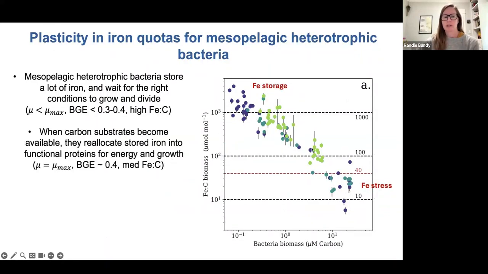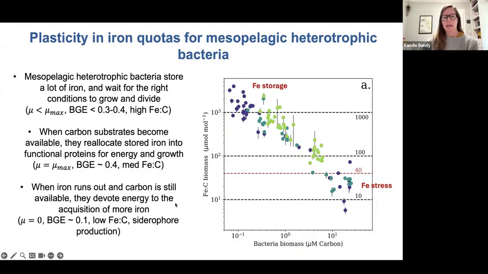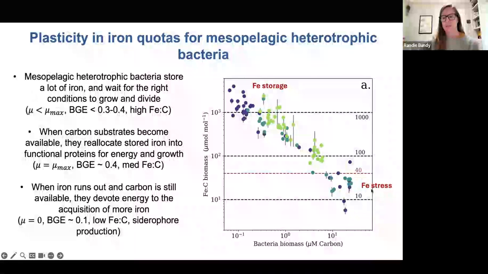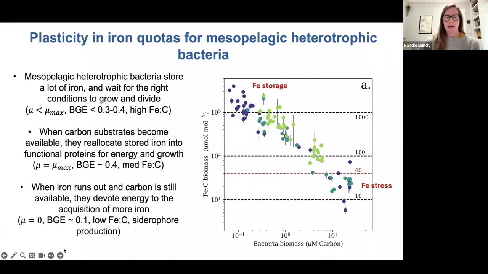Then when carbon substrates become available, they start reallocating the stored iron into functional proteins, and that's where we see this drop in quotas as they start to divide. And then when they run out of that iron, they start devoting energy to the acquisition of more iron if there's organic carbon still available. That's where we saw this really outsized siderophore production. That might be where they're approaching this minimum quota that we estimated from these experiments and where they might be experiencing some iron stress.